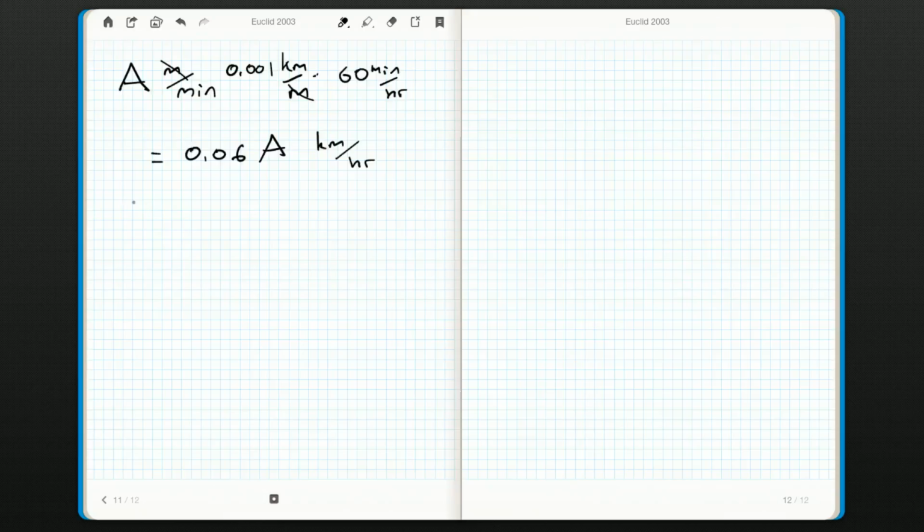1 divided by 1,000 is 0.001. Multiplied by 60, we get 0.06. So, to convert from meters per minute to kilometers per hour, we multiply by 0.06 kilometer-minutes per meter-hour, if you want to be really fancy with your units. But the point is just multiply A by 0.06, and this should give us our answer. So now I'm going to bring back in the actual value for A and do my final calculation here.